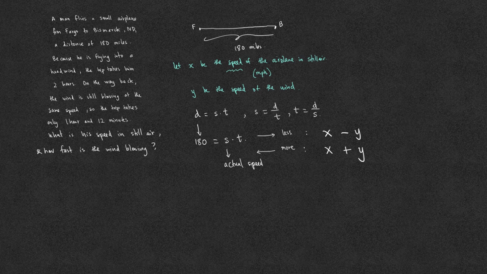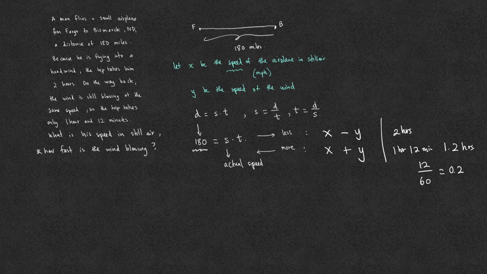The distance is the same going to or back, and so d is fixed at 180. The time going to is 2 hours, and going back it is 1 hour and 12 minutes. We need to convert it into hours. 1 hour and 12 minutes is 1.2 hours, because 12 divided by 60 is 0.2. 12 minutes is 0.2 hours.